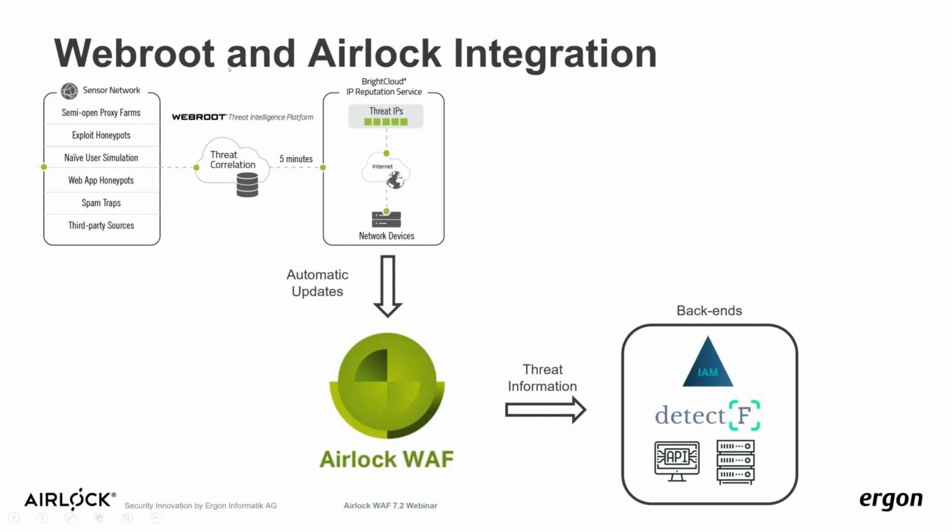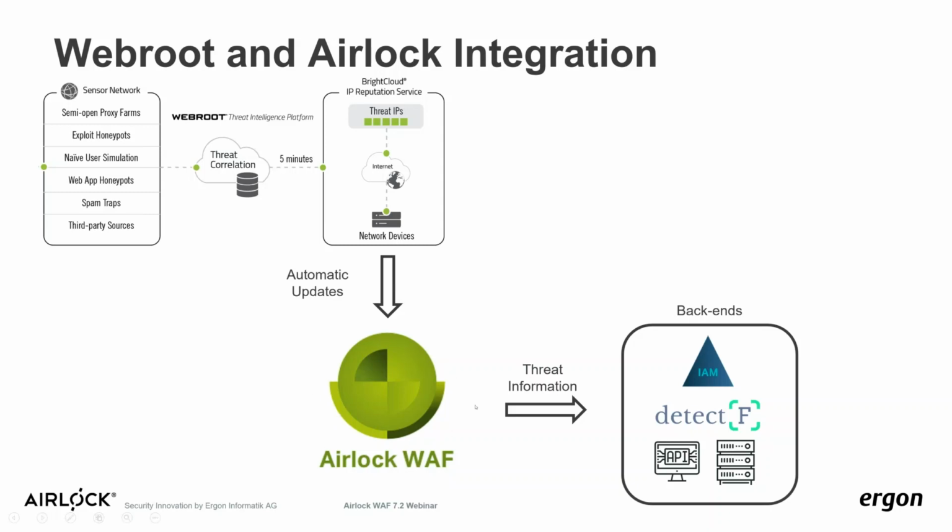Webroot collects the IP lists by doing different things like setting up spam traps, honeypots, and so on. Then they're doing a threat correlation, and every 5 minutes they're creating a new list of IP addresses which they provide through the internet to the network devices. The Airlock WAF is one of those network devices, so we consume this list.